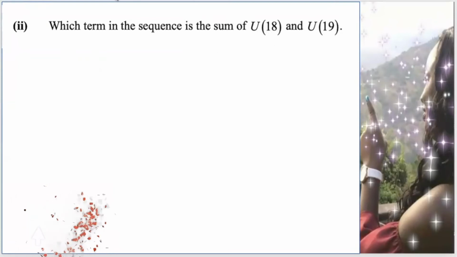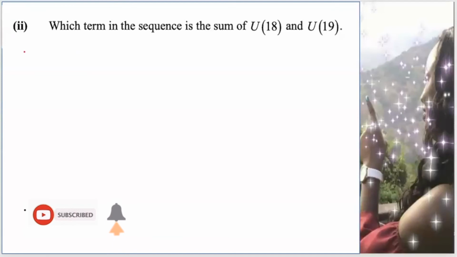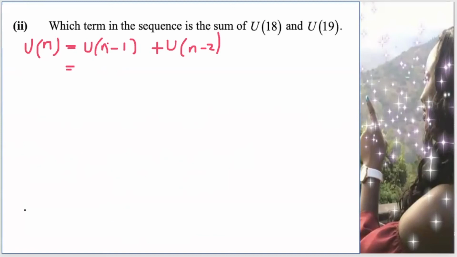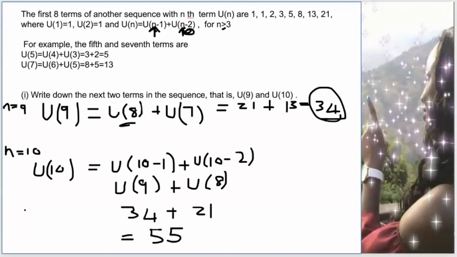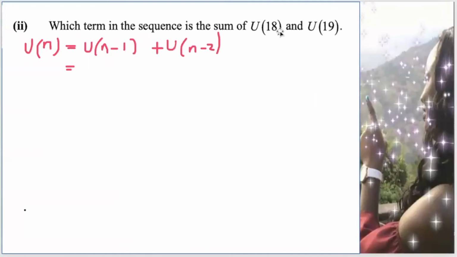Okay, so we need to know which term in the sequence is the sum of u18 and u19. This is what we know. We know that un is equal to un minus 1 plus un minus 2. Based on what I have here, let's just look at a trend. Do you realize we have the larger number, then the smaller number, the larger, then smaller, larger, then smaller. So the pattern is that here un minus 1 will be u19, which is a larger number, plus u18.